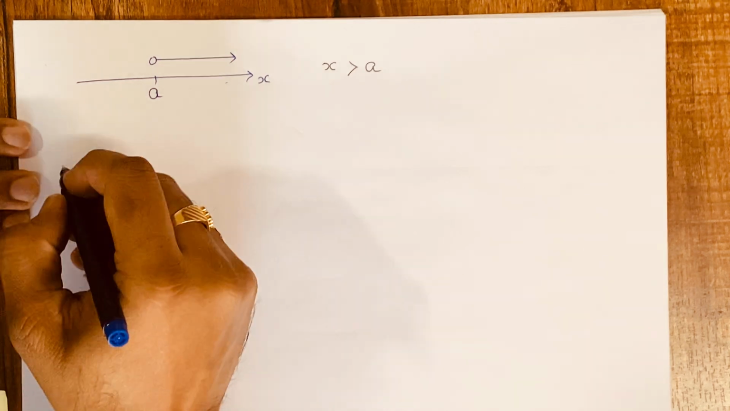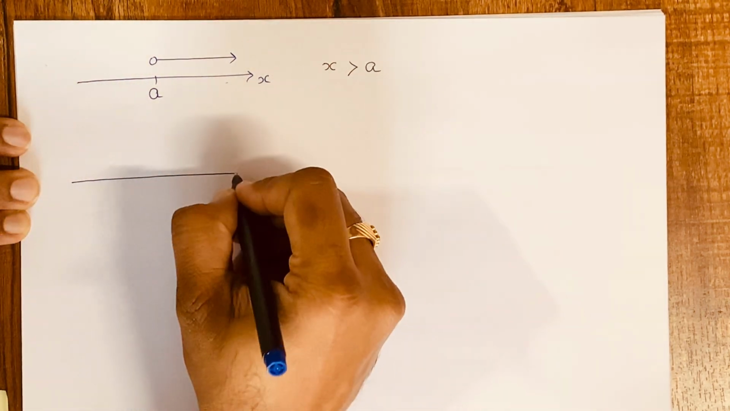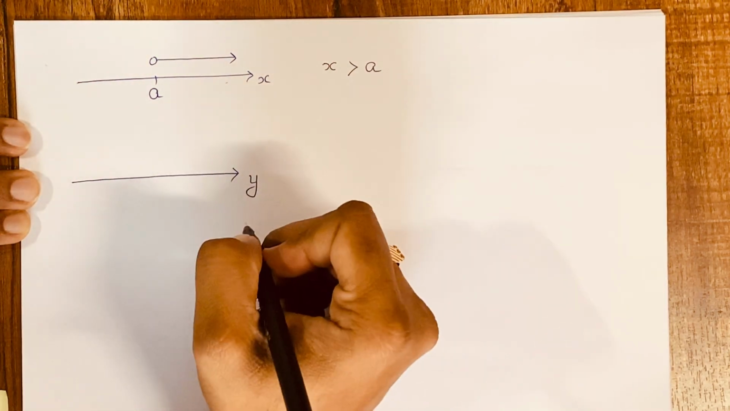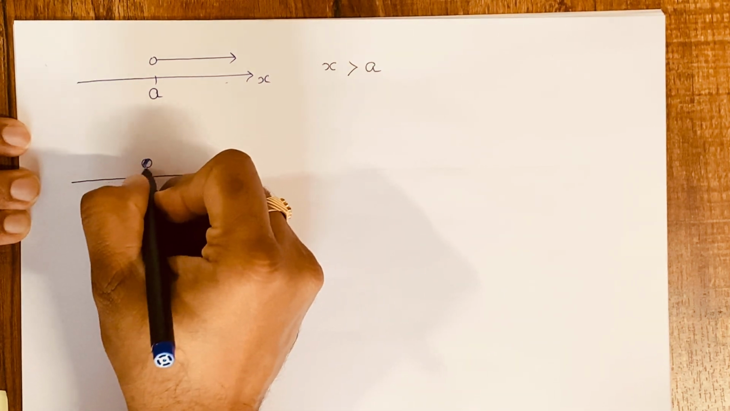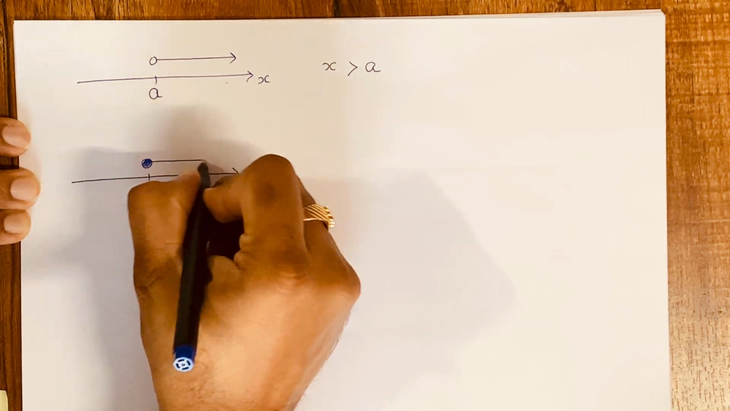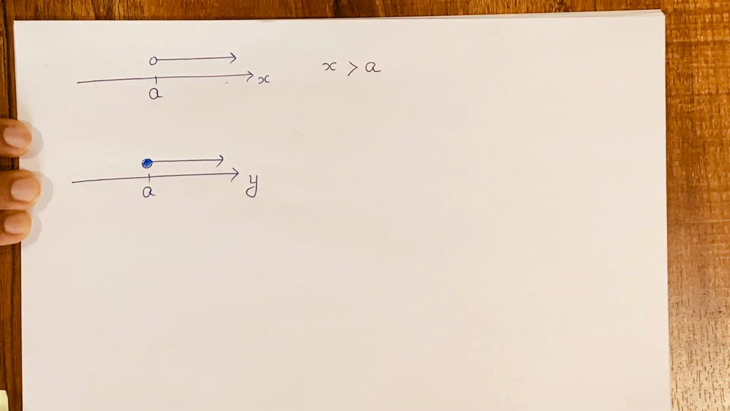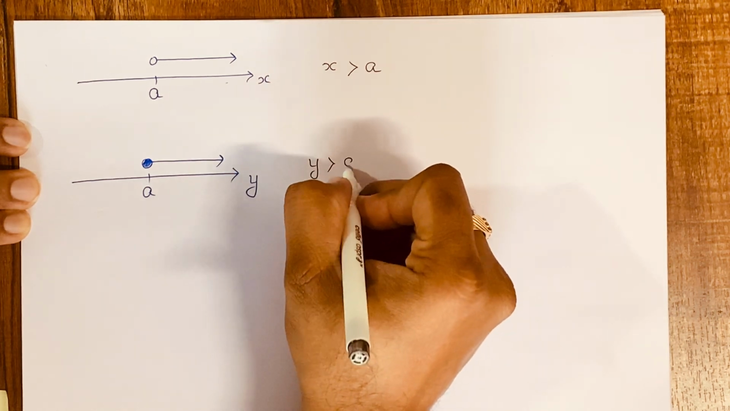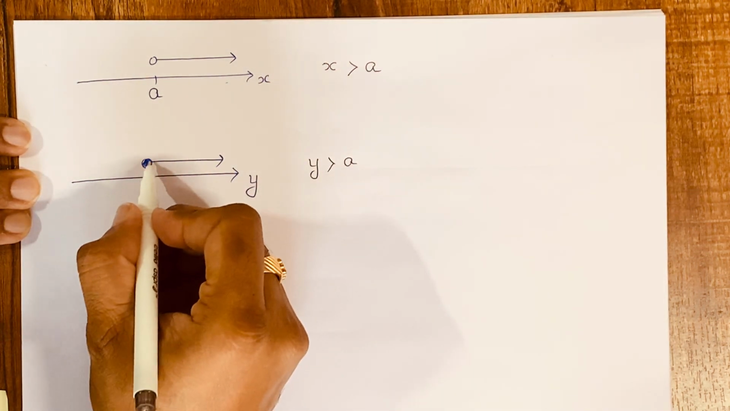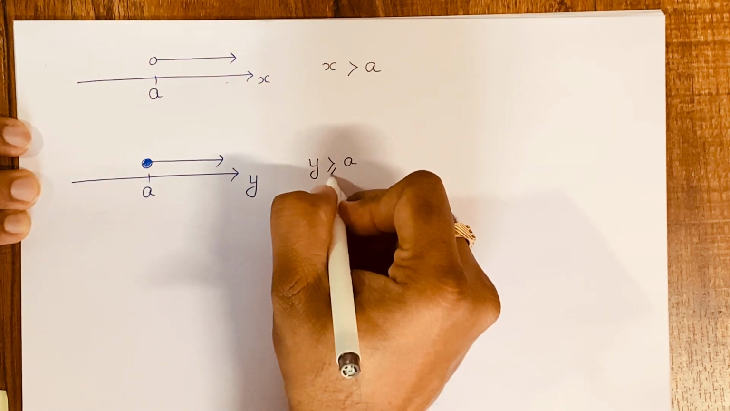Similarly, if I give you one more example, assume this one to be Y. This value is A. This bubble is completely filled, and it's the right arrow. So here the variable is Y. So Y is greater than A. But if you see, this A is also included because it is bold. So write greater than or equal to A.